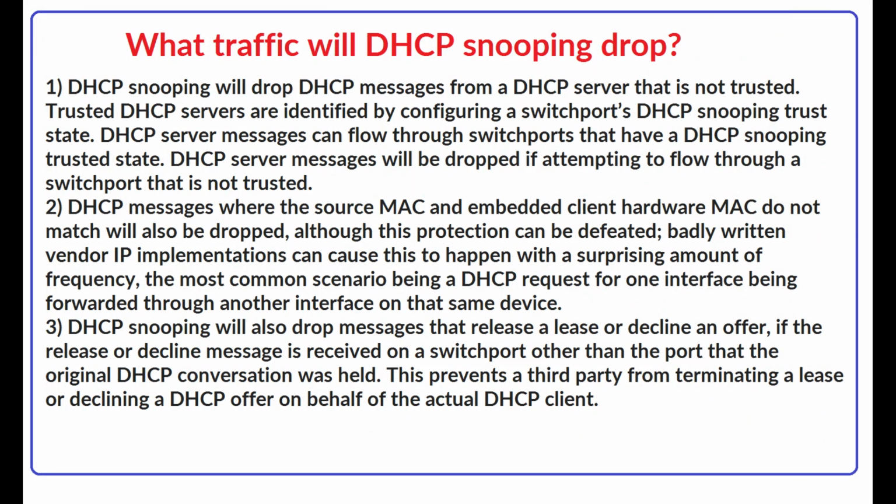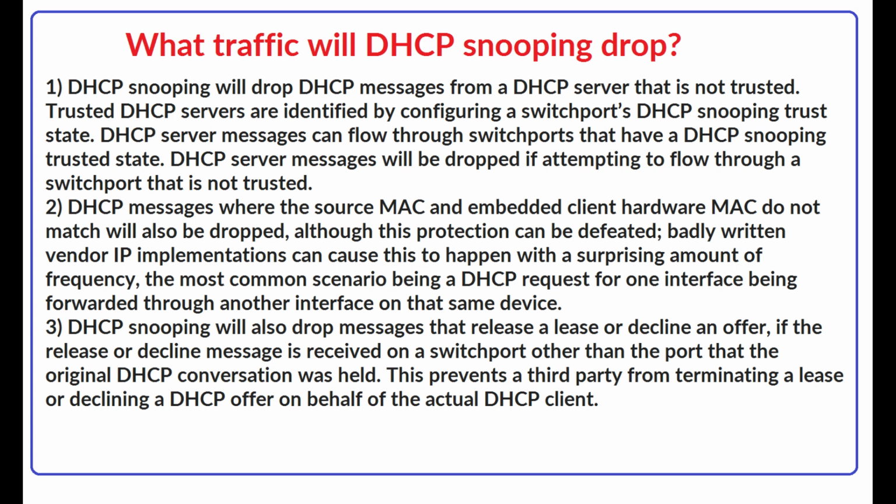What traffic will DHCP snooping drop? DHCP snooping will drop DHCP messages from a DHCP server that is not trusted. Trusted DHCP servers are identified by configuring a switch port's DHCP snooping trust state. DHCP server messages can flow through switch ports that have a DHCP snooping trusted state. DHCP server messages will be dropped if attempting to flow through a switch port that is not trusted.